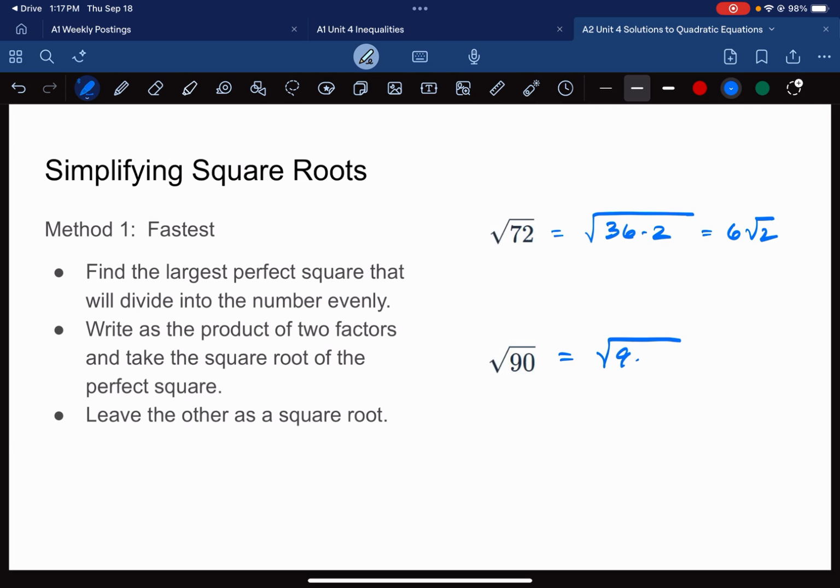So this is square root of 9 times square root of 10. The square root of 9 is 3, and the square root of 10 is just the square root of 10. So that's simplifying the square roots. That's kind of the fast way, the fastest way to do it.